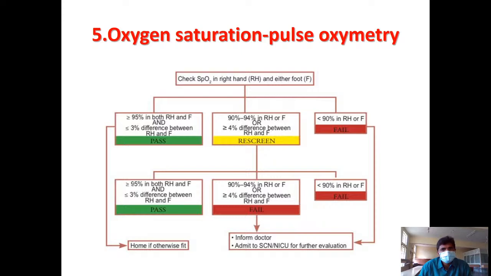When the saturations persistently remain less than 90%, then the child requires further evaluation. If the saturations lie between 90 to 95%, or the difference between the right hand and the foot is more than 4%, again you need to re-examine the child a few hours later. Then you need to find whether the child falls again into these three categories. If the saturations remain in the same category, or if less than 90%, you need further evaluation. If the saturations come to more than 95% and the difference is less than 3%, then the child has successfully passed the pulse oximetry screening and is less likely to have any significant congenital heart disease, especially duct dependent or cyanotic congenital heart disease.